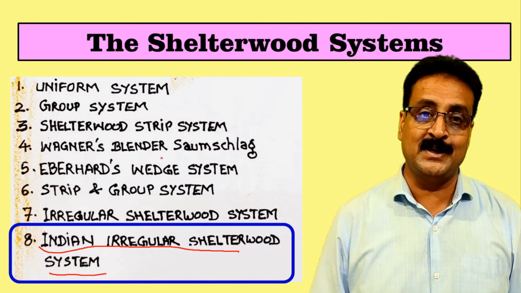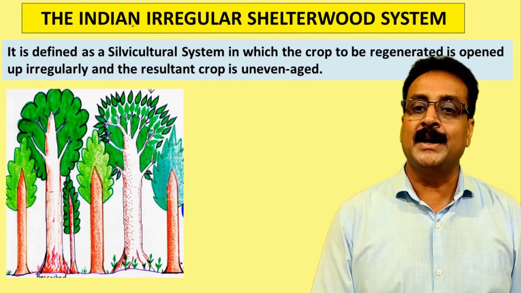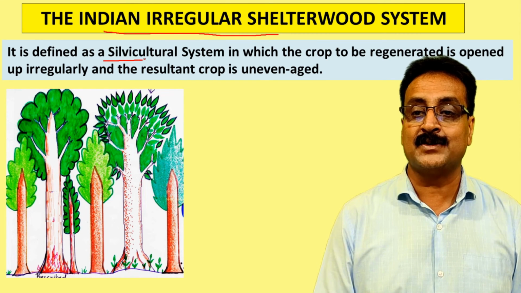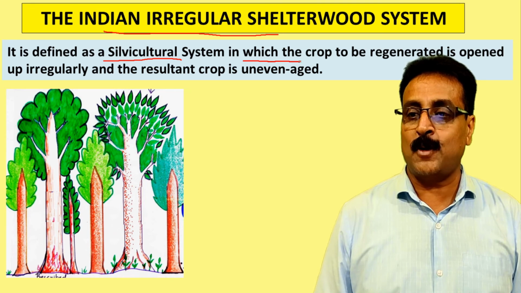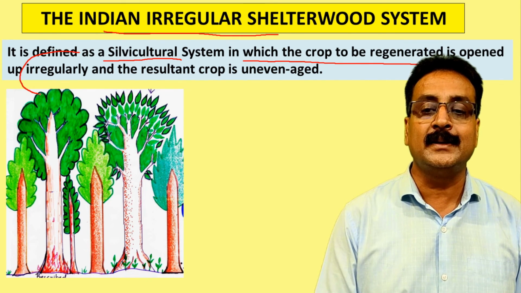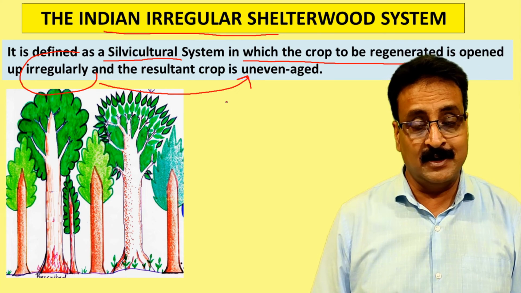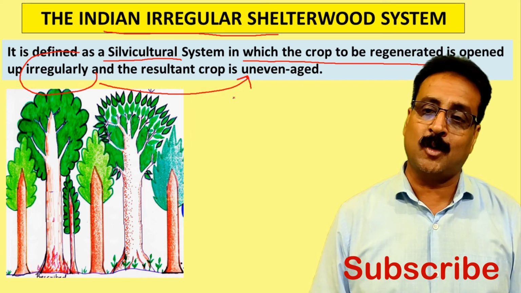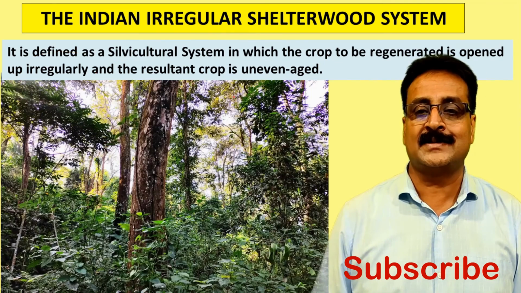Now what is the Indian Irregular Shelterwood System? It is defined as a silviculture system in which the crop to be regenerated is opened up irregularly and the resultant crop is uneven aged. No doubt, when you open up irregularly, the resultant crop will be uneven aged. But let's understand it nicely.